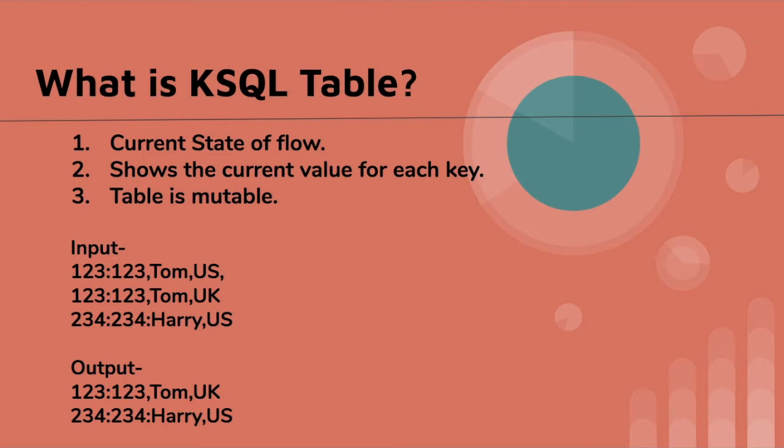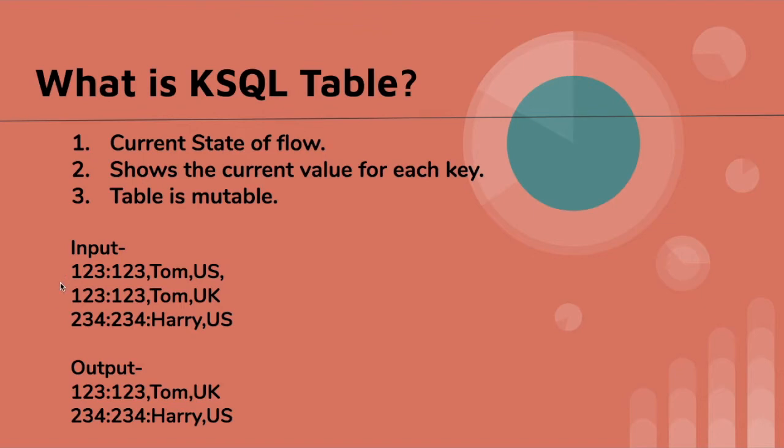So let's try to understand with some data points. So suppose this is our customer events that we are inserting in our Kafka cluster. So these are the incoming events. So we have whatever is there before this column. Suppose this is key, and after that we have this value. So for this particular customer, we have 123 is customer ID. Same we are putting in the value also, customer name and country.